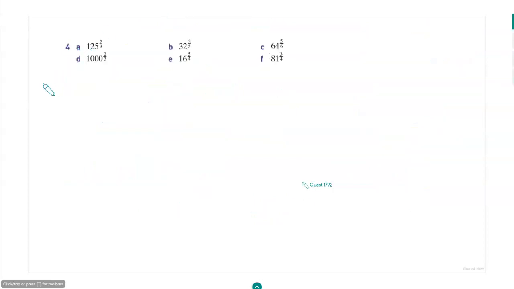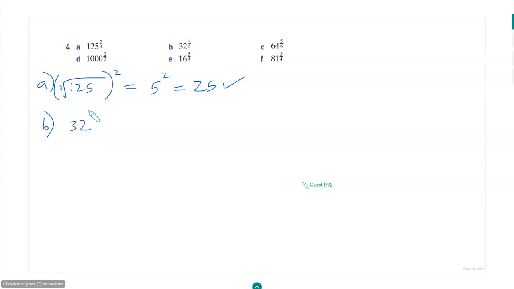Okay, let's do all this very quick. Let's do A. Cube root of 125, to the power of 2. What is cube root of 125? 5. 5, power of 2. Yeah. What is 5 to the power 2? 25. Okay, that's correct.